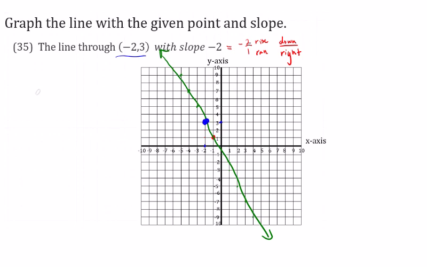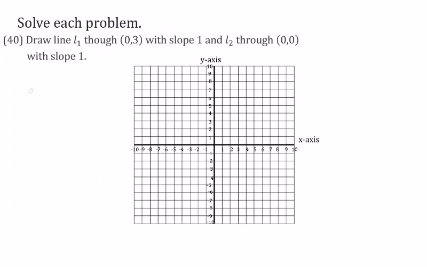There, now it goes through. All right. All right, so this one goes through, we want to draw two lines. We have one that goes through (0, 3), and one that goes through (0, 0).